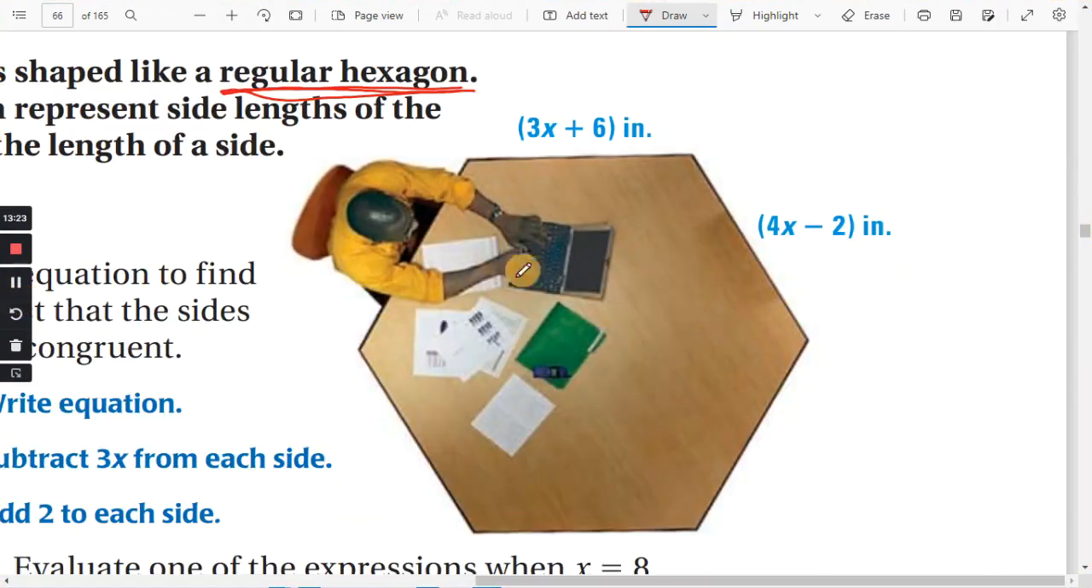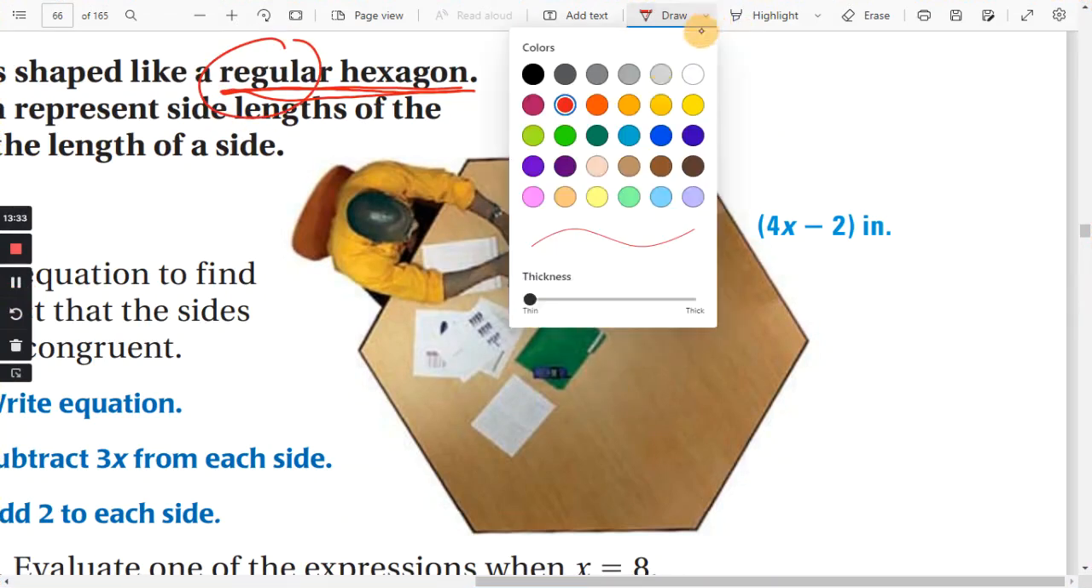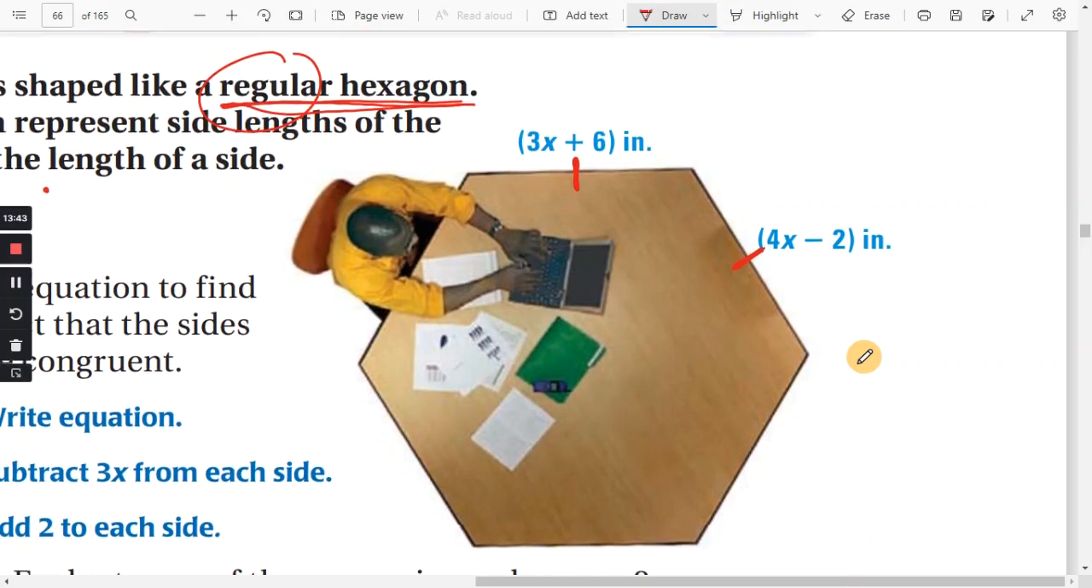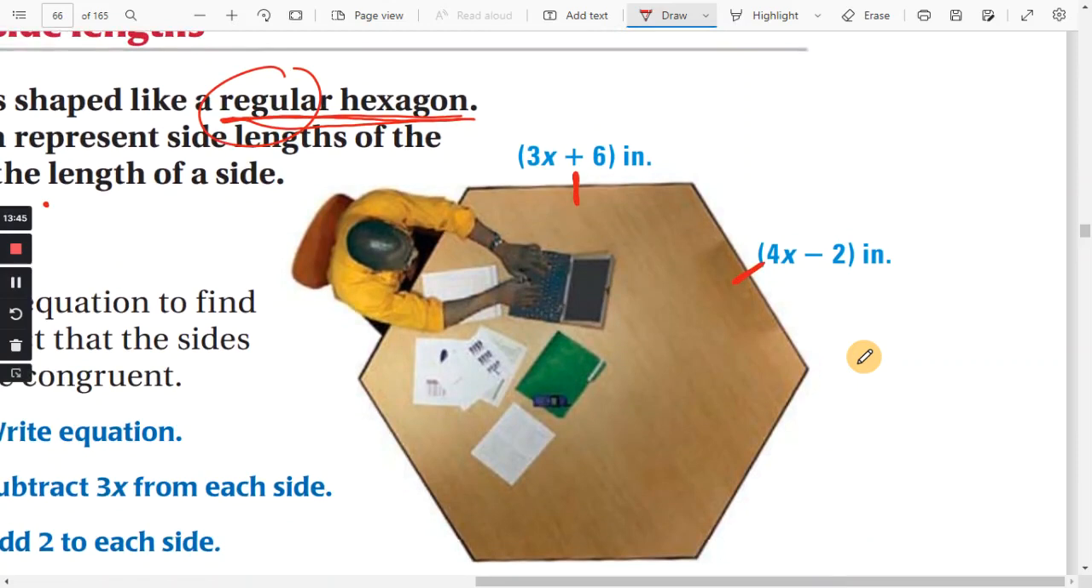All right, so here's the regular hexagon. They made the side lengths into algebra expressions, but since we said it's regular, we know all the sides are congruent. Okay, so I can mark this side here congruent to that side there. All right, so this one's pretty easy. Just set them equal to each other and solve for x, please.